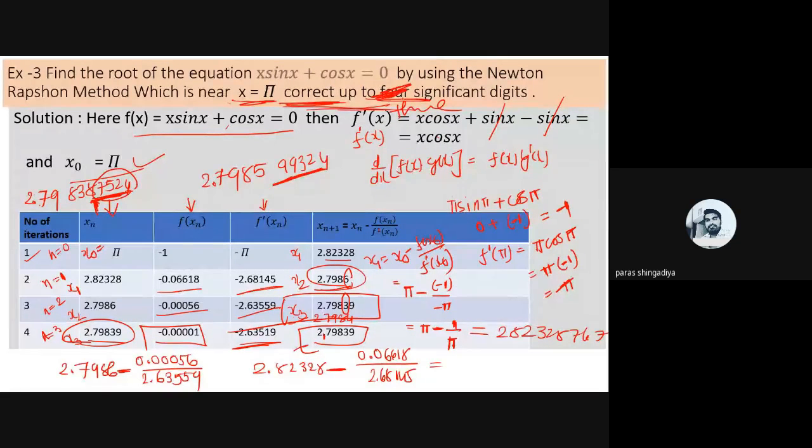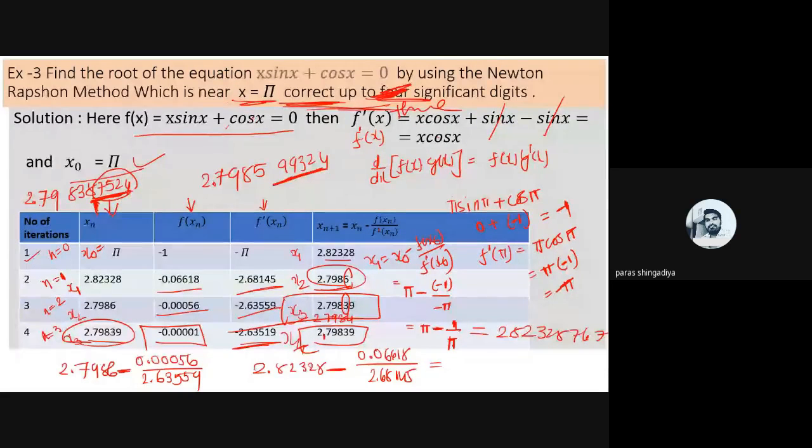Now if it is given 4 significant digits, we'll repeat this procedure for the next iterations also. In the x4 answer we get 2.7983, and the answer of x3 we also met 2.7983. So they now match up to the fourth digit, up to the 4 decimal places. So how many iterations are required depends on the condition mentioned in the question.